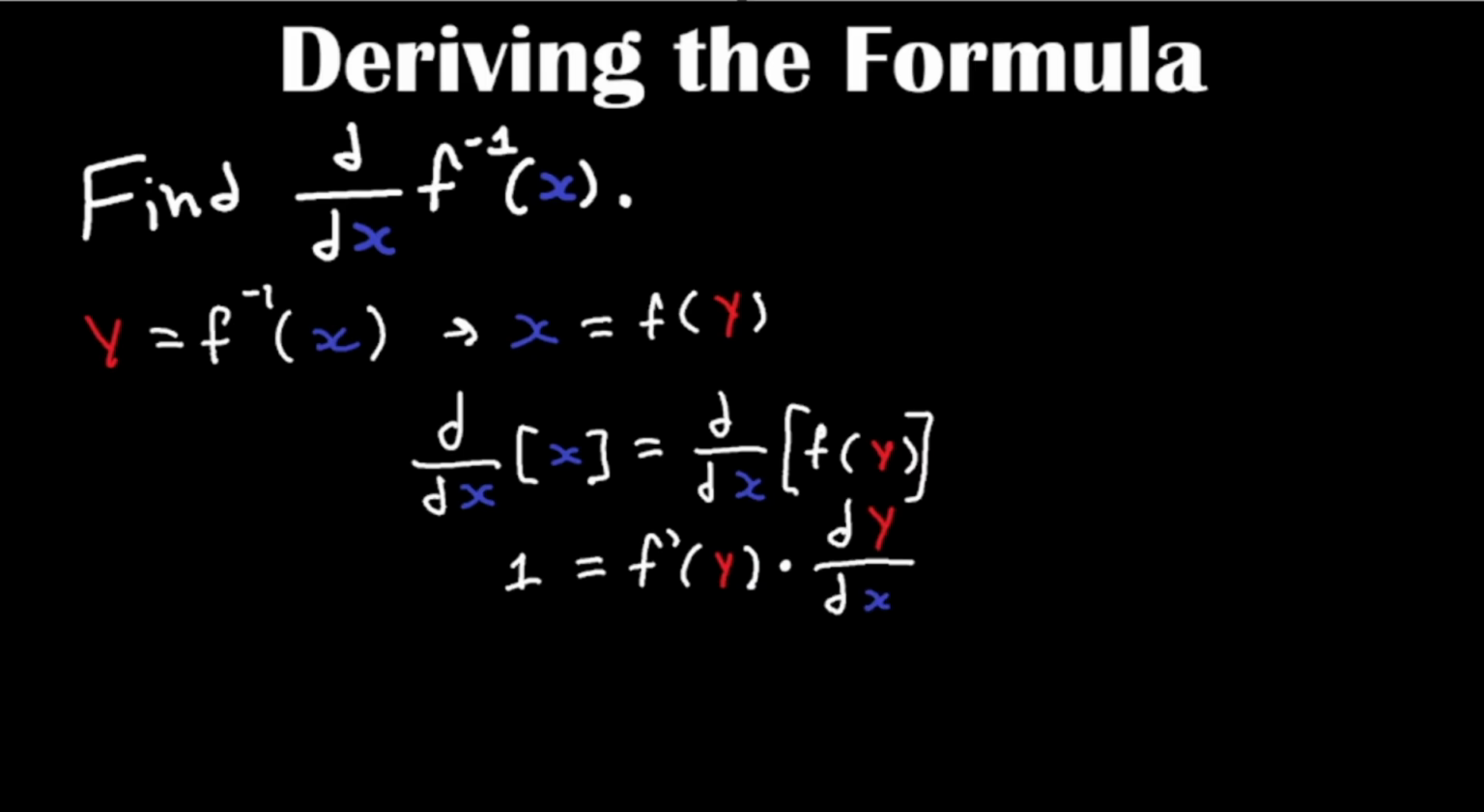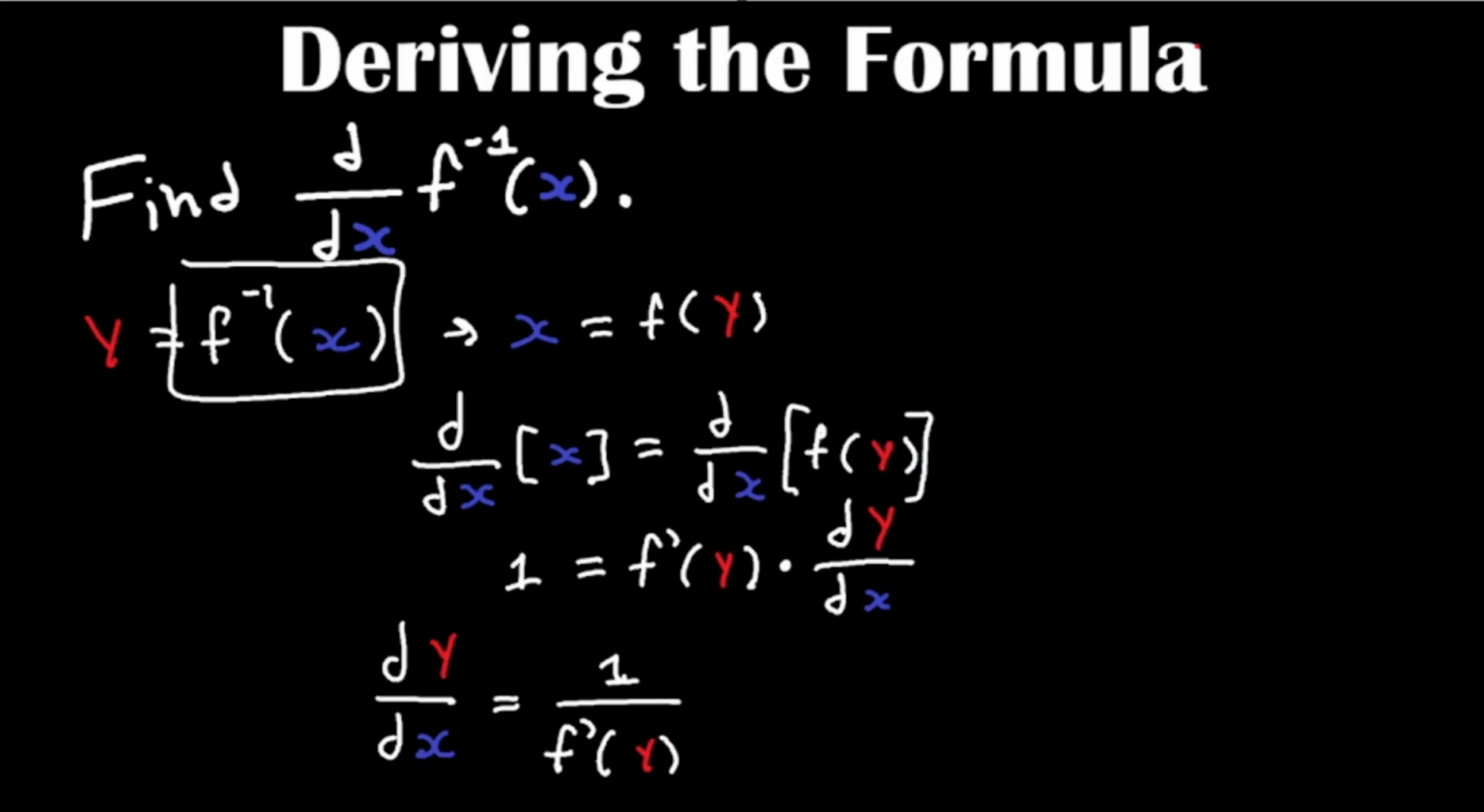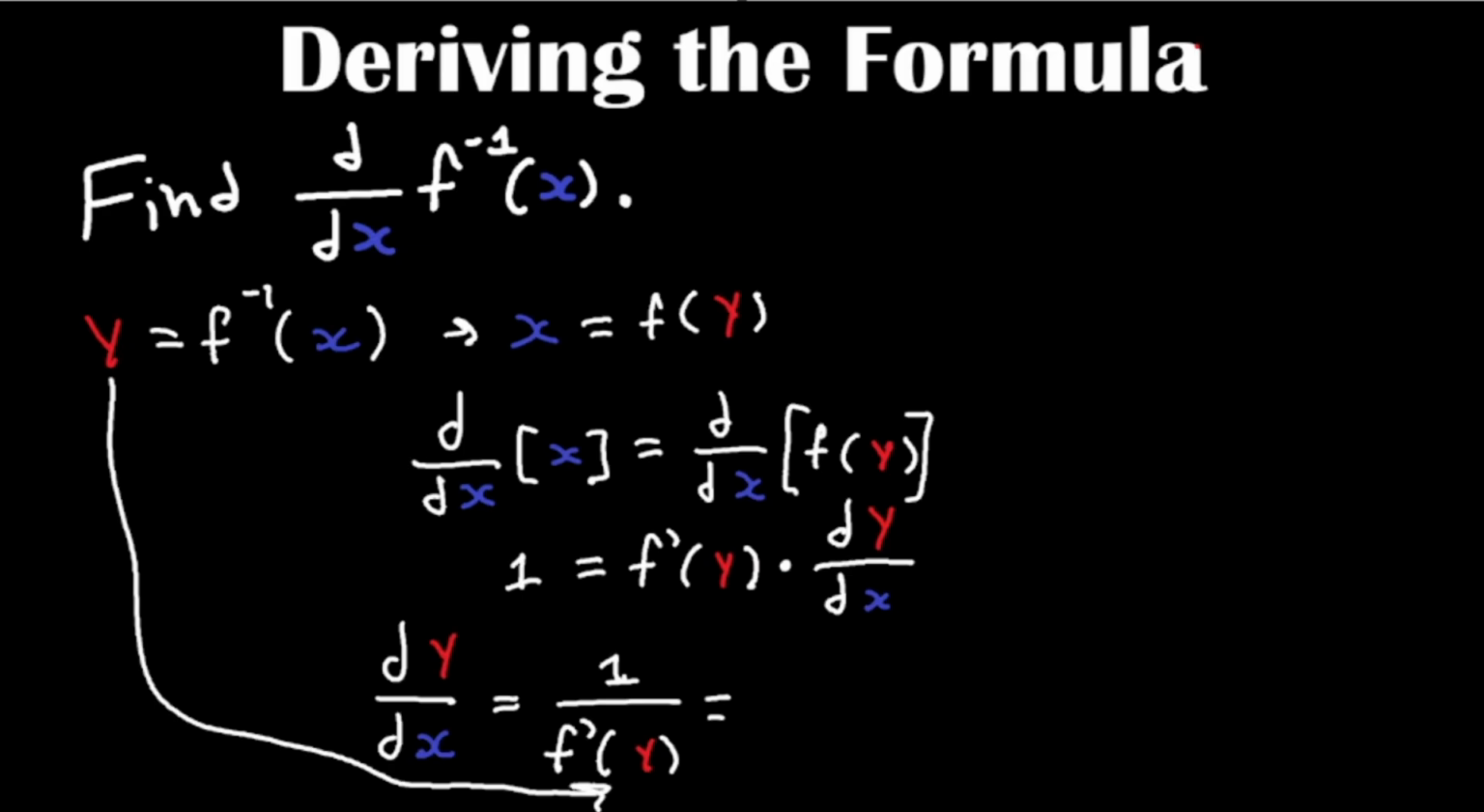To find dy dx, we can just divide, and we get dy dx is equal to 1 over the derivative of f evaluated at y. But remember, we want this derivative to be in terms of x. We have that y is equal to f inverse of x. So if you replace this y with f inverse of x, we get that dy dx is 1 over f prime of f inverse of x.